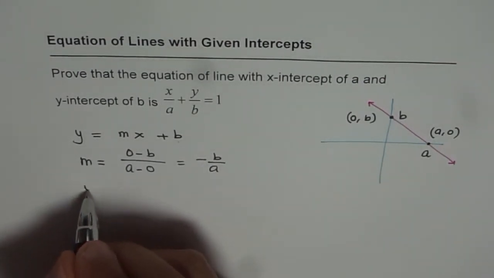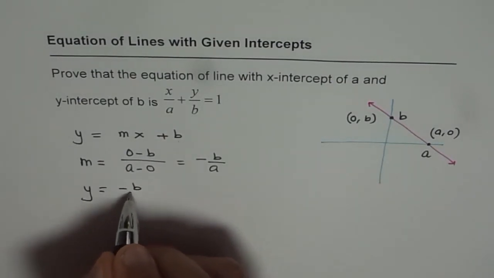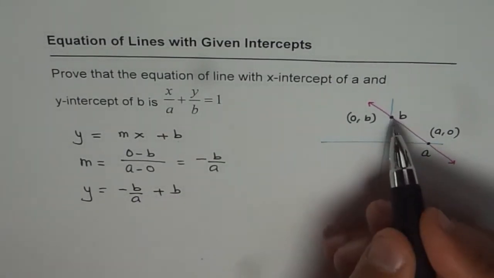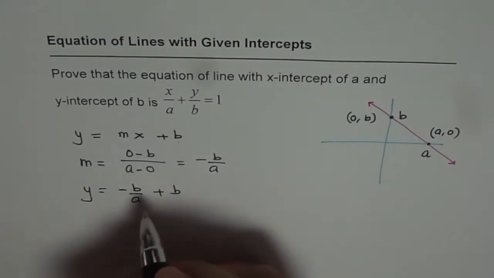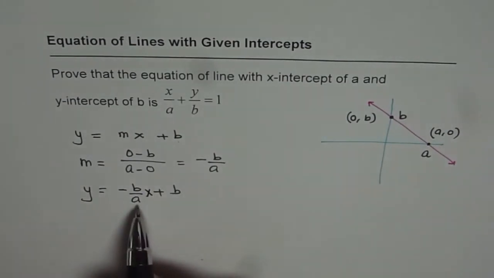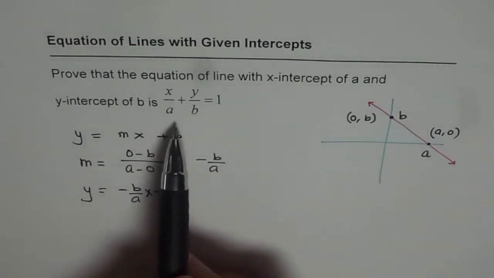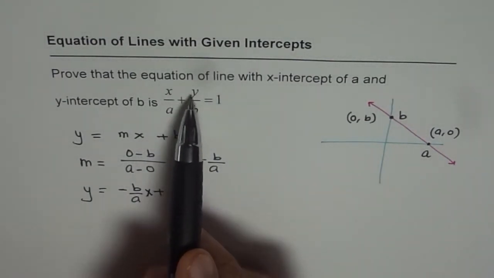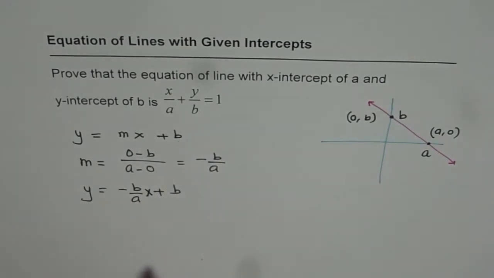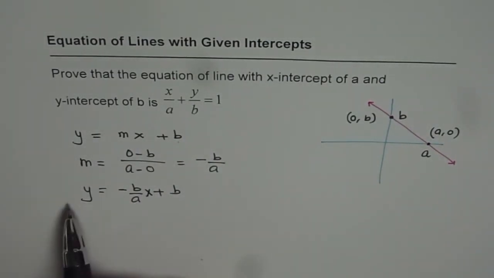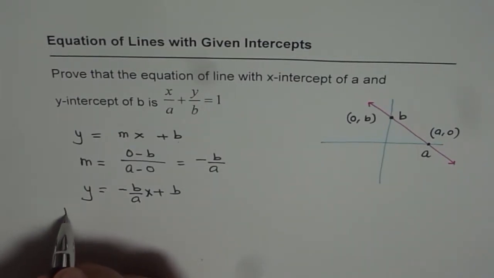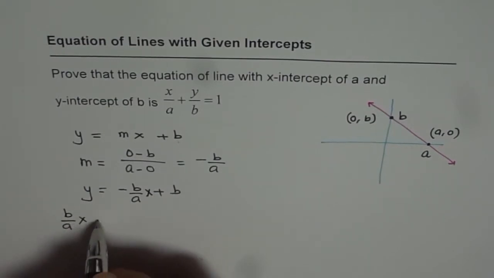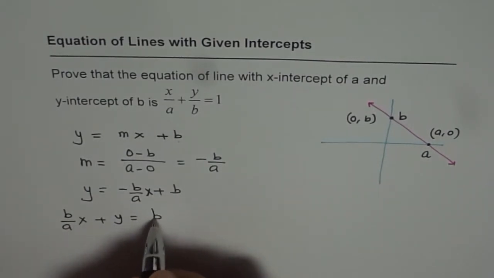Since that is the slope, we can write our equation as y equals minus b over a times x plus b, the y-intercept itself, right? So we have the equation of the line. This equation of the line is in slope-intercept form. Now we need to find the equation in the given form, which is x over a plus y over b equals 1. So what we can do is rearrange it. Let me bring the x term to the left. So I get b over a x plus y equals b.